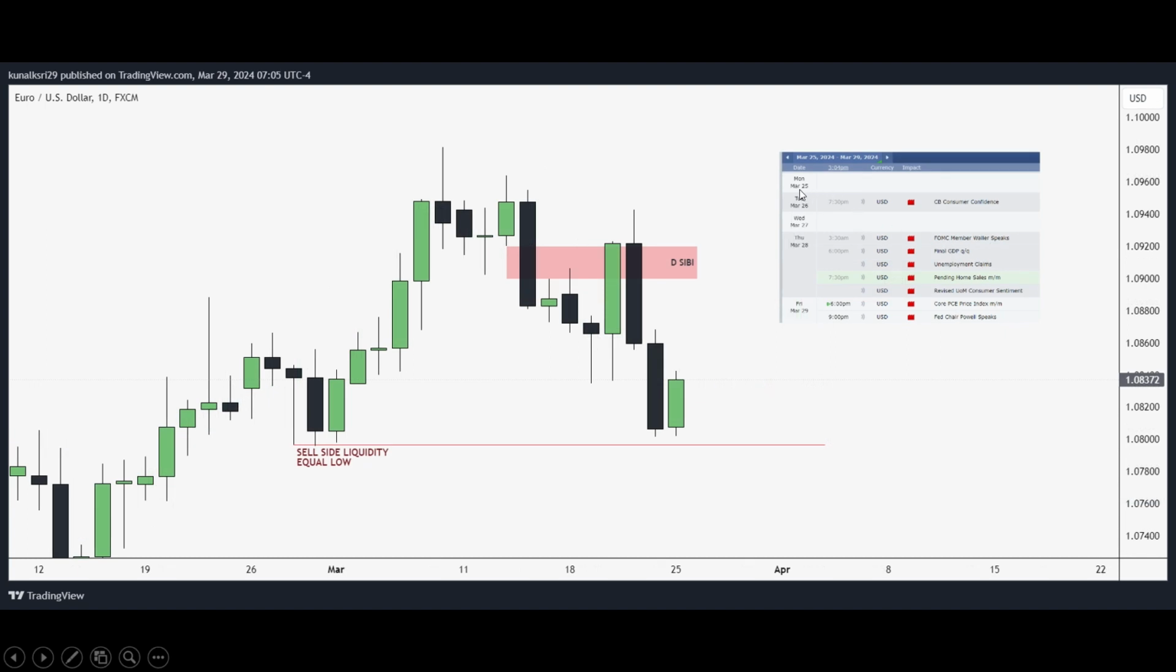So as I said, you guys, on Monday, March 25th, we are not going to trade, so we will ignore this daily candle. Tuesday's candle is going to form next, and Tuesday we have this high impact news, so we will look for the setup. Okay, can you see anything here?